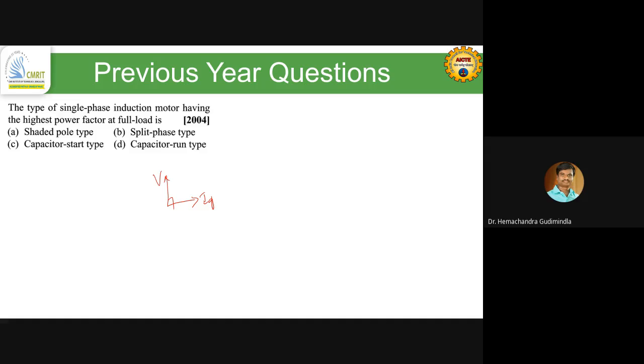Now if I want to make it unity power factor, getting more power factor, we have to add the capacitor, so that the phase difference will be reduced, or we can say we can increase the power factor. So for that we will use the capacitor. One thing I understand, we will use the capacitor: capacitor start or capacitor run.